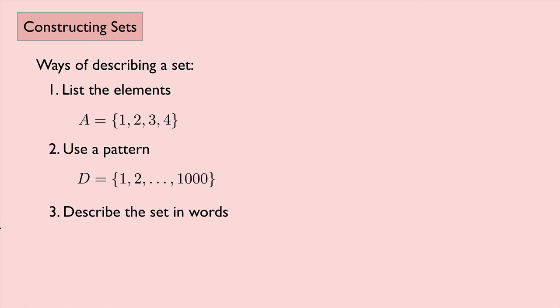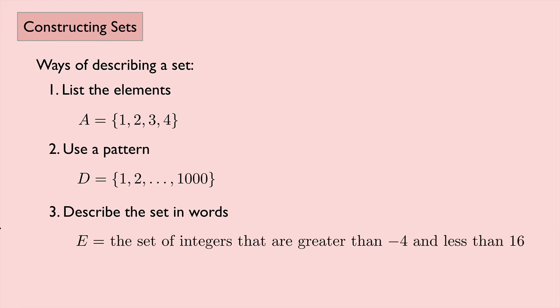You can describe the set in words, like the set E, that is the set of integers that are greater than -4 and less than 16. So that would be the integers -3, -2, -1, 0, 1, 2, 3, 4, all the way up to 15.